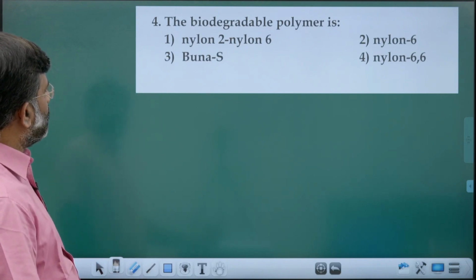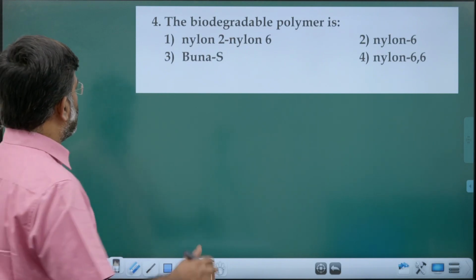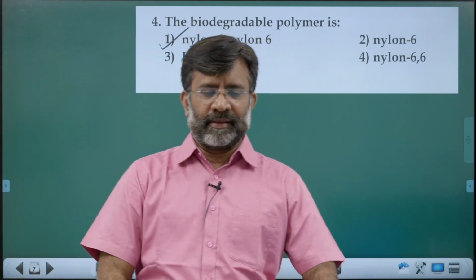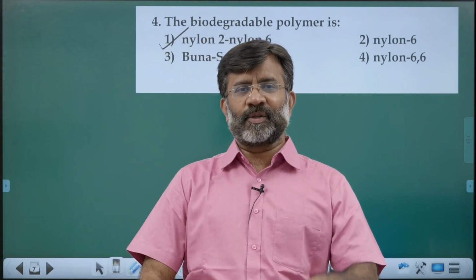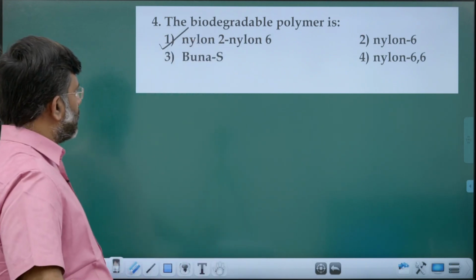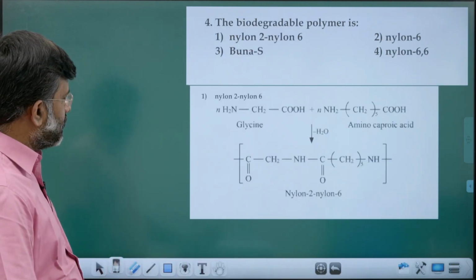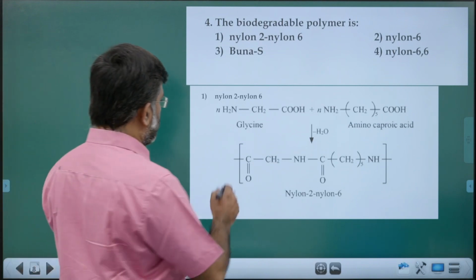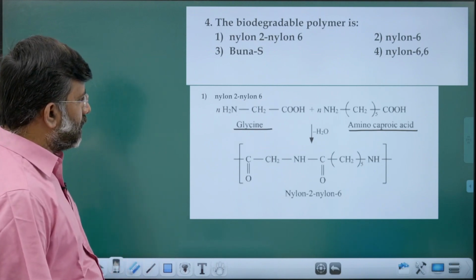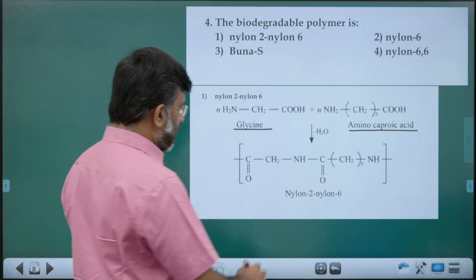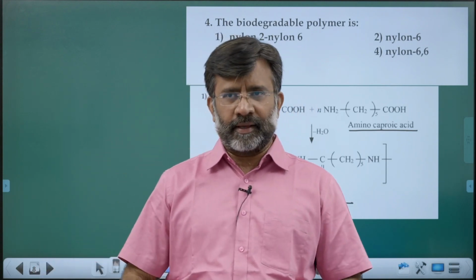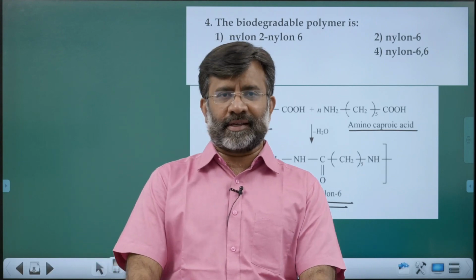The biodegradable polymer is the very famous nylon 2, nylon 6. You might have seen in the NCERT, the portion is completed with the discussion of that particular polymer. Nylon 2, nylon 6 is a biodegradable polymer, obtained from glycine and aminocaproic acid. Glycine condensed with aminocaproic acid gives nylon 2, nylon 6. Note down this structure, and NCERT itself asks you to draw that structure.